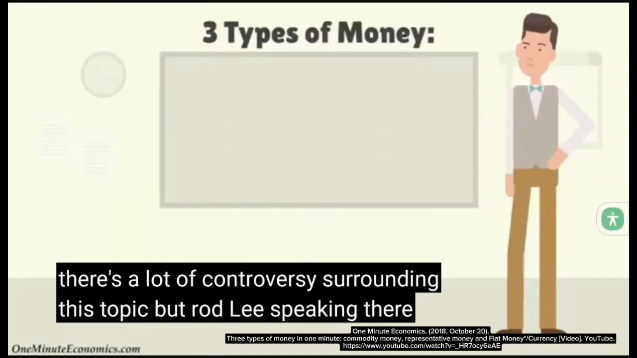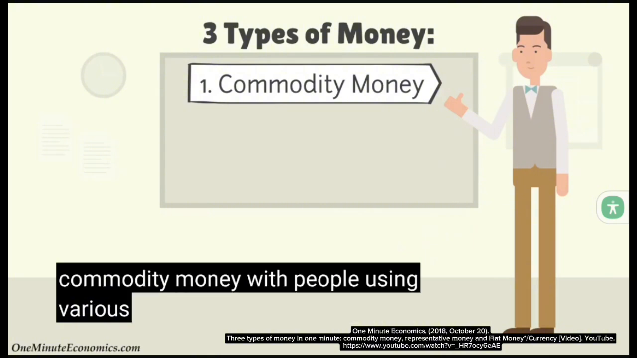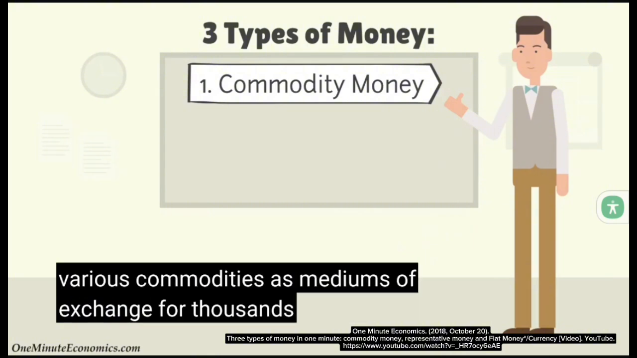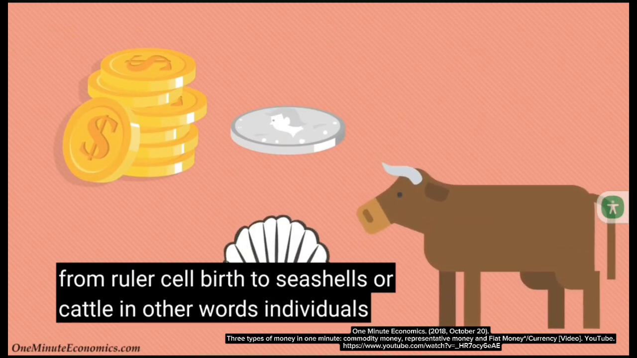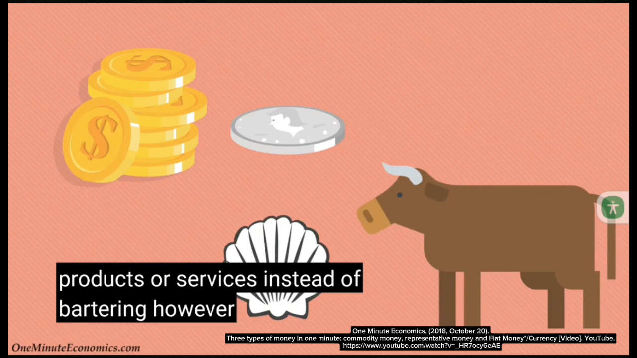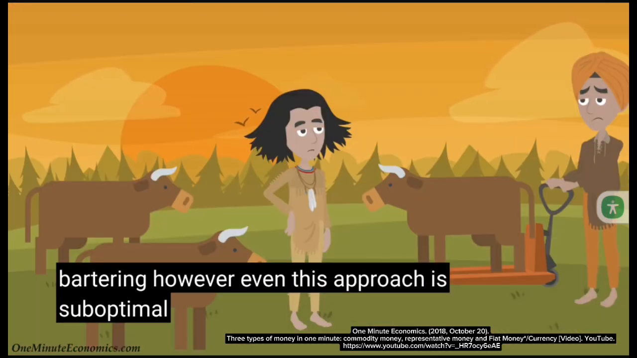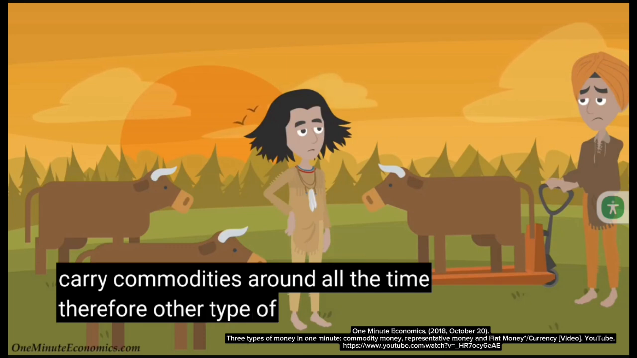But broadly speaking, there are 3 main types of money. 1. Commodity money, with people using various commodities as mediums of exchange for thousands of years, anything from gold or silver to seashells or cattle. In other words, individuals agree to accept a certain commodity for their products or services instead of bartering. However, even this approach is suboptimal as it can be difficult to carry commodities around all the time. Therefore, another type of money emerged.